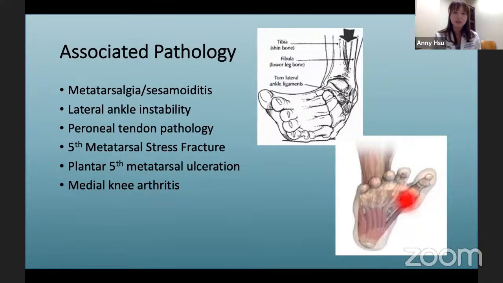The patients usually are used to having these deformities, and their complaint coming to the office is usually of the associated pathologies. They complain of metatarsalgia, sesamoiditis, and commonly, because they have been overloading their lateral ankle, they complain that their ankle is unstable, is rolling in, and they develop pain along the peroneal tendon. Patients also sometimes have fifth metatarsal stress fractures from overloading the lateral border of the foot, and also plantar fifth metatarsal ulcerations as well.